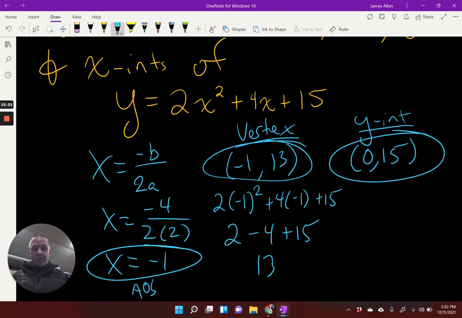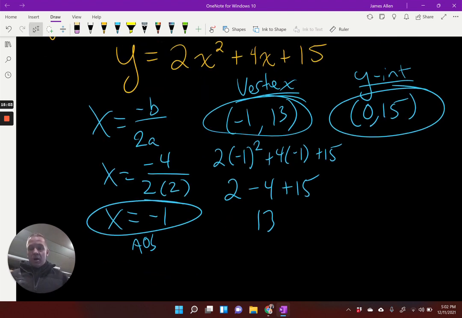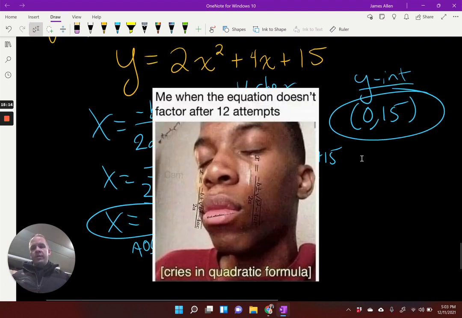First thing, let's try to factor this, right? Because that's always our go-to option. Rainbow method, 2 times 15 is 30. Anything multiplied to 30 and add to 4? Looks like we're in this situation, folks. Doesn't factor after 12 attempts. Cries in quadratic formula. Okay. Quadratic formula it is.